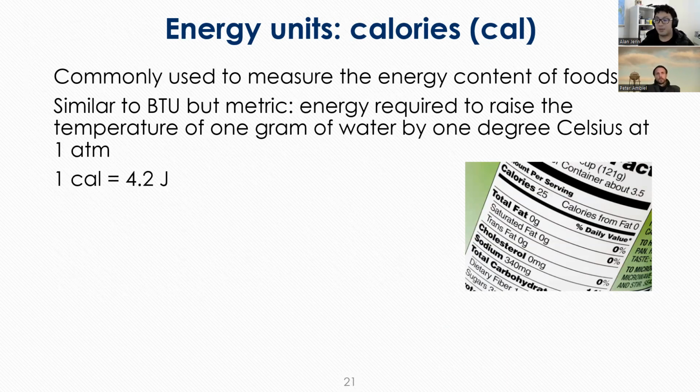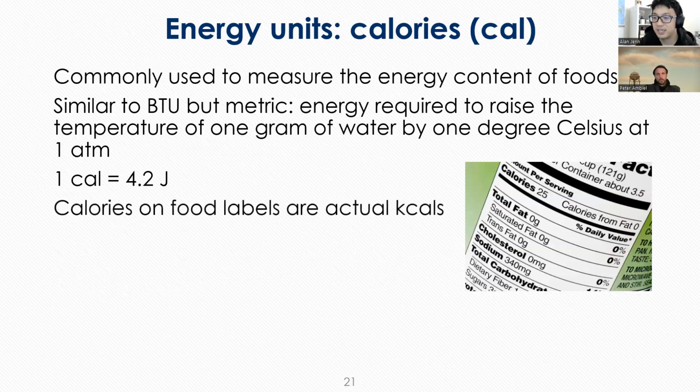And the place that people most often interact with calories, right, is these nutrition fact labels. But one thing to keep in mind here is that the calories on food labels are actually kilocalories, when we think about it in reference to this definition, the energy required to raise the temperature of 1 gram of water by 1 degree Celsius. So here on this nutrition label, it says it's 25 calories. It's really 25 kilocalories, or 25,000 regular calories.